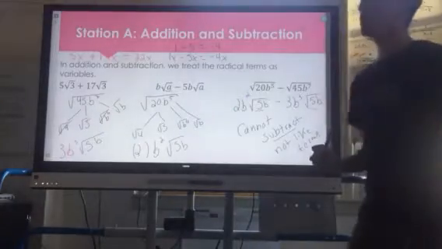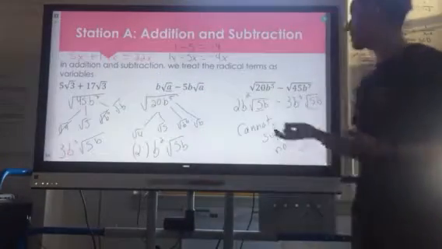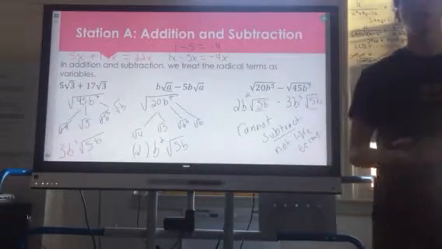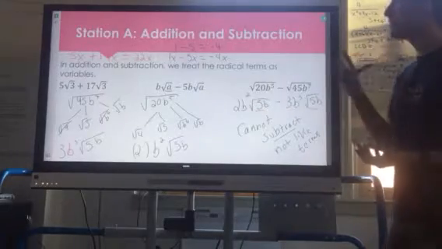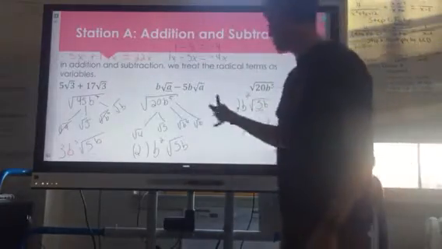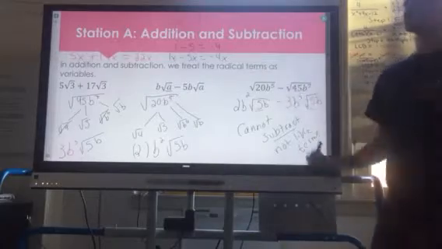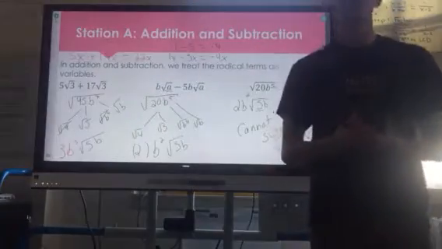Sometimes this will happen. Sometimes when you simplify first, you will get like terms. Sometimes you will not. So step 1, simplify. Step 2, when you have the like terms, add or subtract the coefficients, and that gives you your final answer.